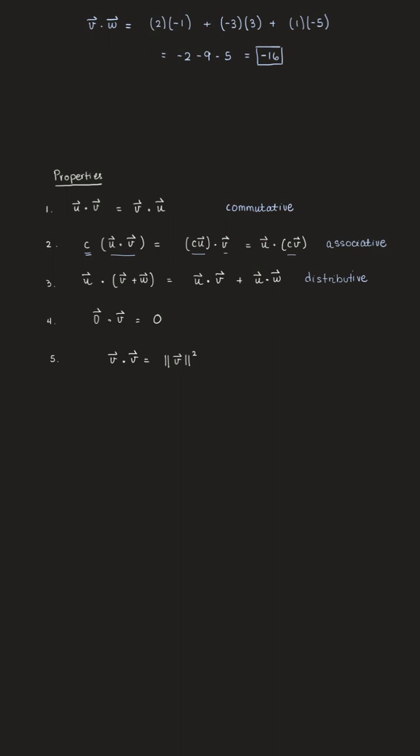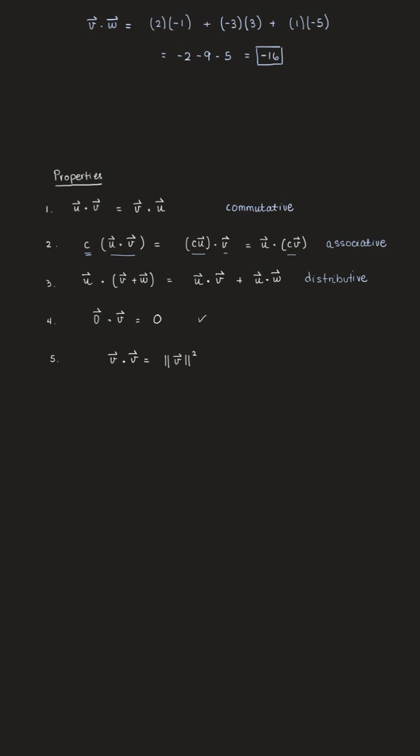The fourth property tells us that if we take the 0 vector dotted with any other vector, we should get the scalar 0. And that should make sense because the components of the 0 vector are all 0. When we multiply corresponding components and add, we will just get 0.